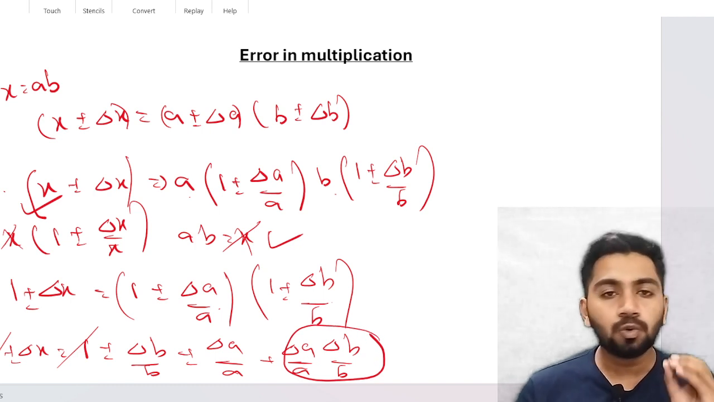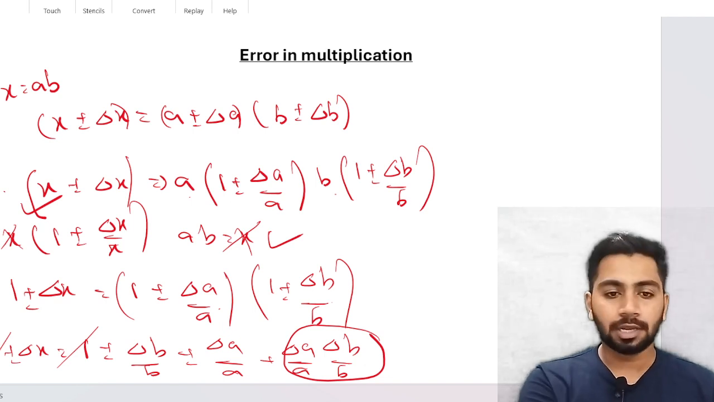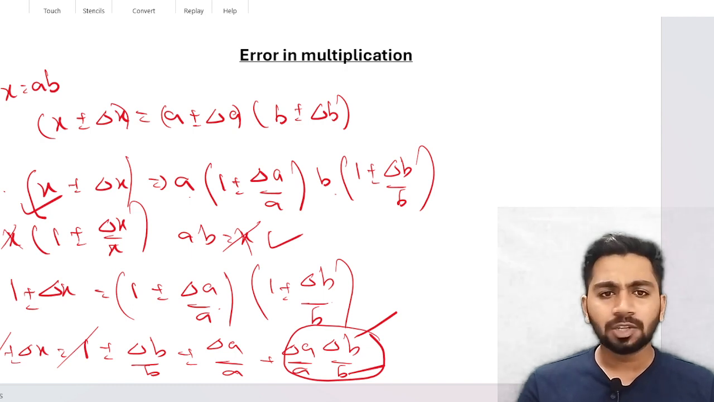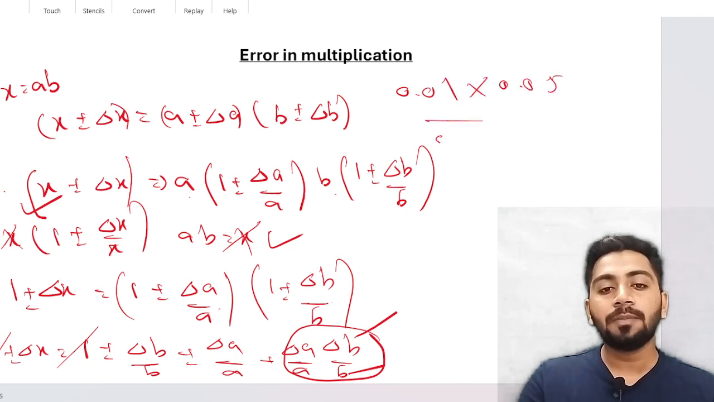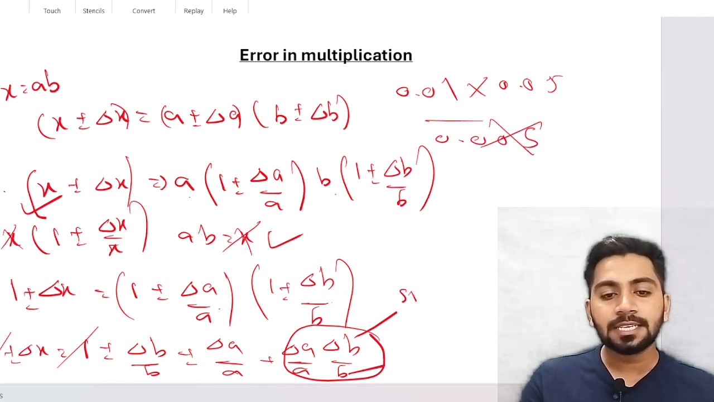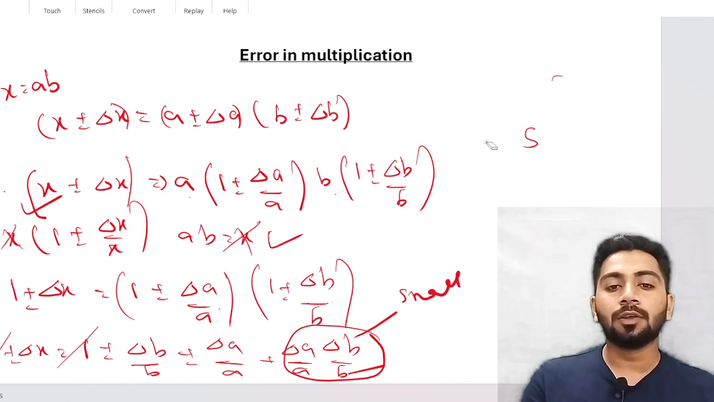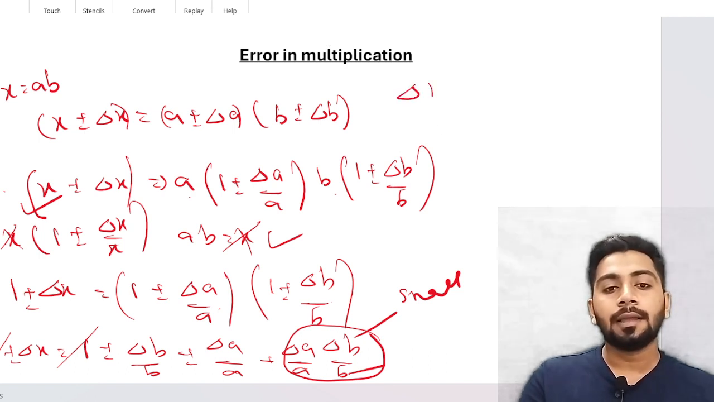Very small. See, normally we have two fractions here. It is a fraction only, right? Mean divided by true value. When you multiply two fractions, for suppose this fraction multiplied by this fraction, your value will become like 0.005. It is very small. So we are ignoring it. So finally we will get our answer, right?